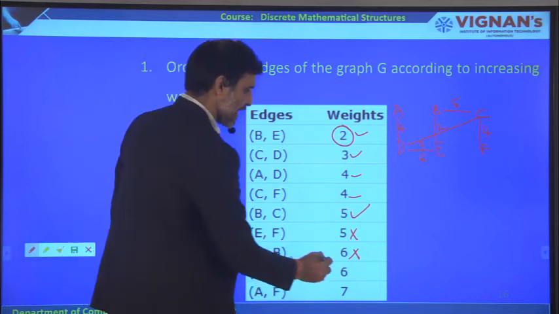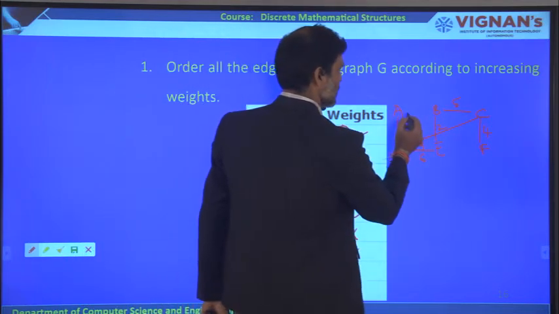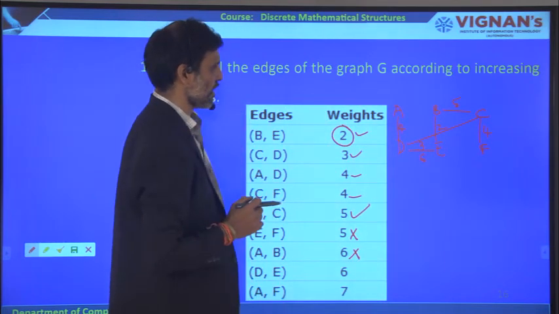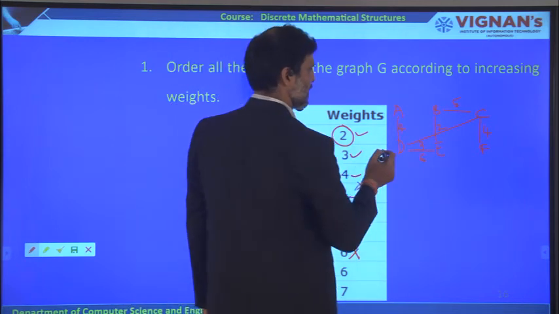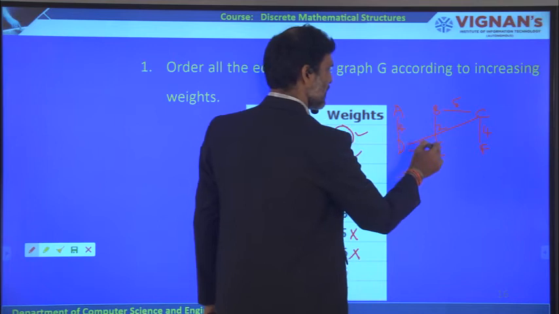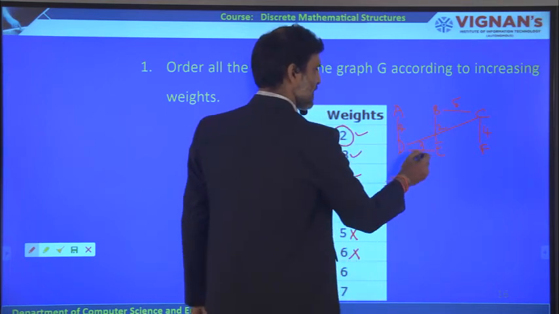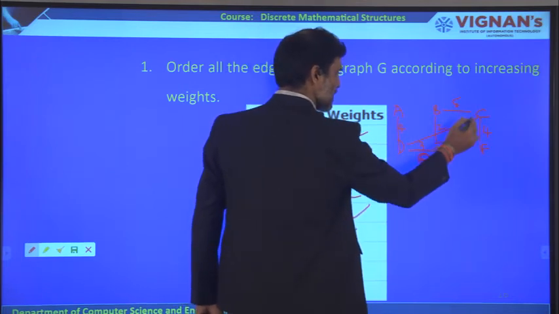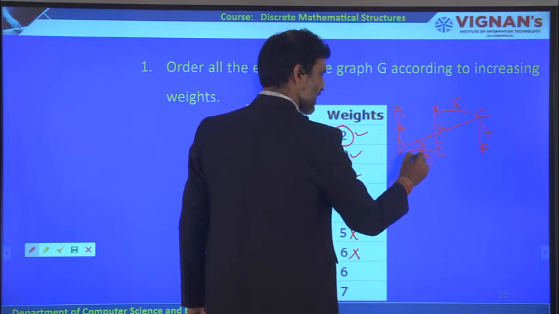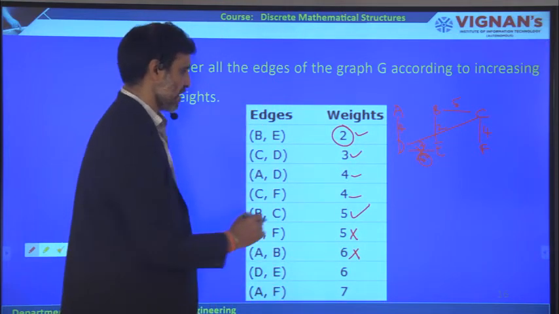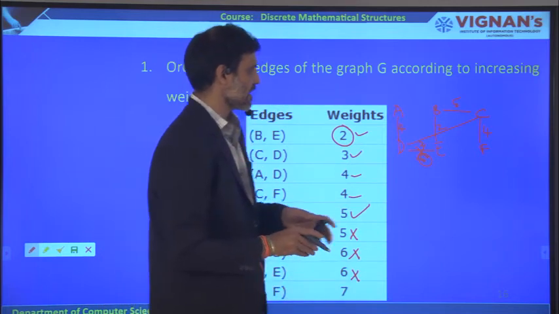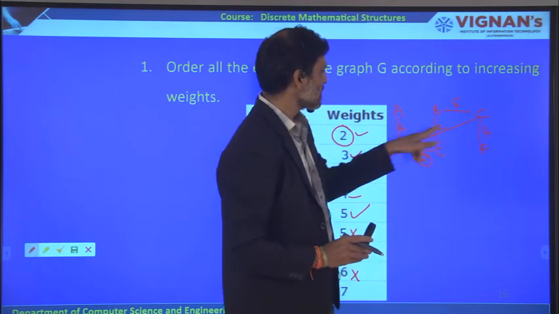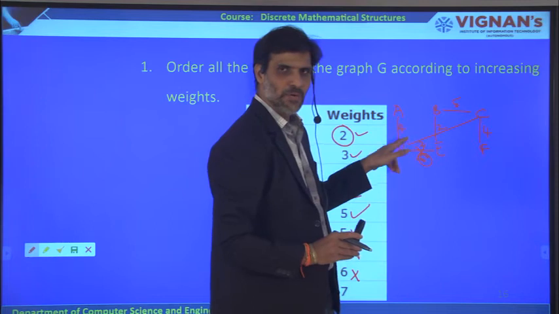Now AF, can we take AF? AF is equal to 7. So if you take like this, what will happen? You just check whether it is forming a cycle or not. See here, if you take like this, B to C, C to D, D to E, E to B. If you take this one, what will happen here? D to E, E to B, B to C, C to D. So it forms a cycle. So we cannot take this particular edge also. Sorry for that. So we cannot take this because it forms a cycle. Otherwise just go through. If you take DE, D to E, E to B, B to C, C to D, you will again come back to D. It forms a cycle.